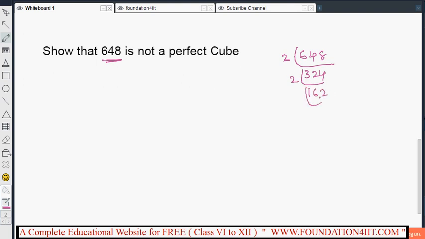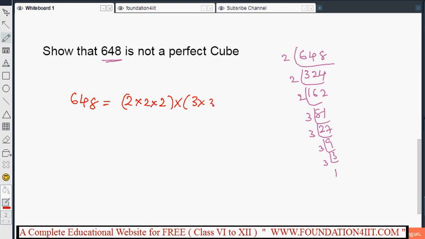162, 2 table, 81. Now it's divisible by 3, 27s, again divisible by 3, 9s, again 3, 3s, 9, and finally 3, 1s, 3. So now 648, I can write as the product of all these numbers. So 2 into 2 into 2 is one set, into again 3 into 3 into 3. One extra 3 is there, so this is another 3.